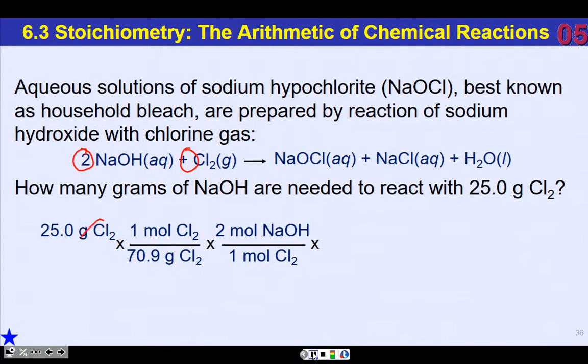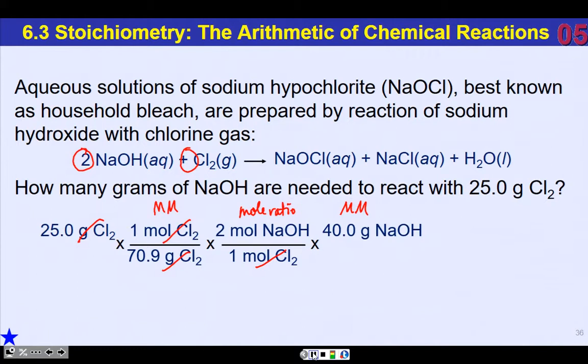And notice as we go, when this is set up correctly, the moles of chlorine canceled, the grams of chlorine canceled. The answer we want is not moles of sodium hydroxide, so we don't stop here. We'll keep on going, and again, the next step after the mole ratio is to use another molar mass. This was a molar mass, and now we'll use a second molar mass. The molar mass of sodium hydroxide, think about it.